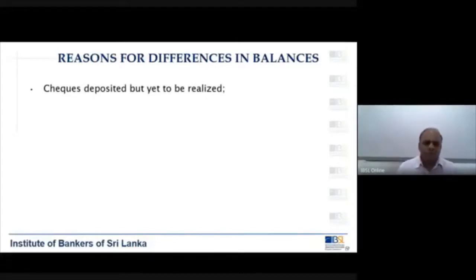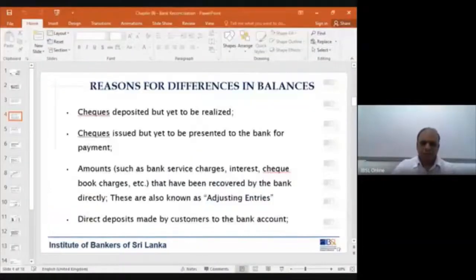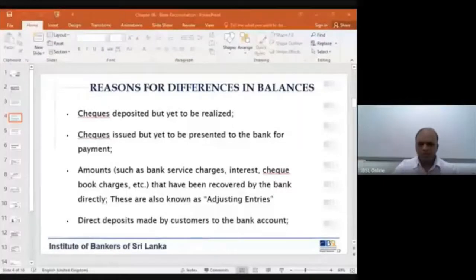Number one, this is one common difference that you may find: checks deposited but yet to be realized. And the second one: checks issued but yet to be presented to the bank for payment. Checks deposited but not yet realized, and checks issued but yet to be presented to the bank for payment. So let me make use of the board for this purpose.